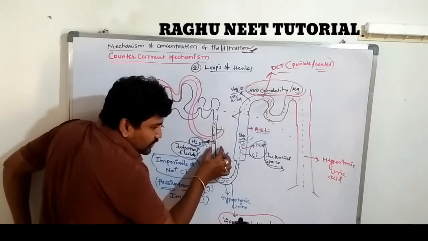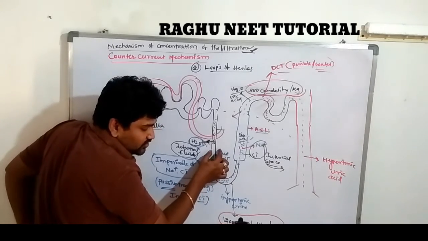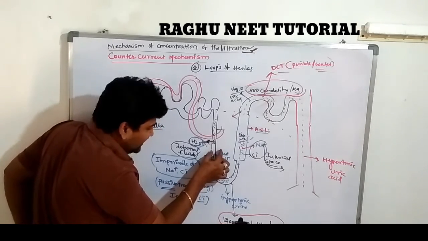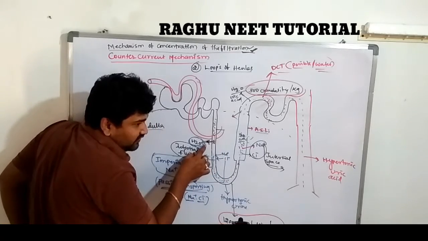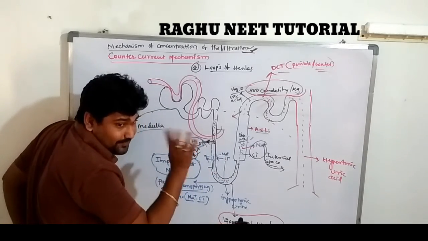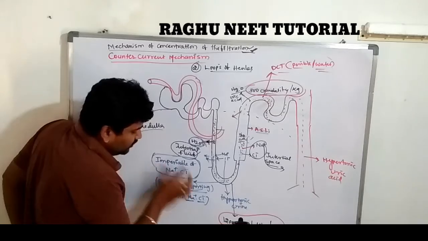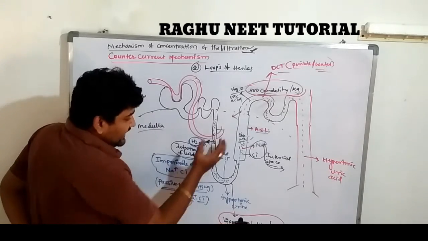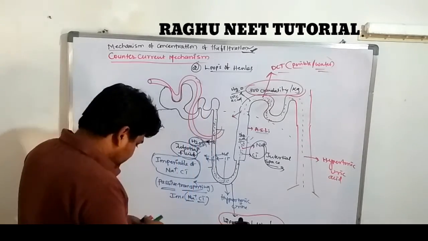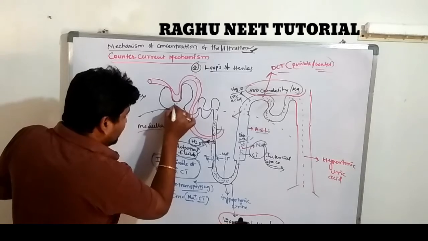So what is the tubule made up of? Simple squamous epithelial membrane. It is only permeable to water, and non-permeable to sodium and chloride ions. Non-permeable to sodium and chloride means the filtrate becomes concentrated after the filtration. Don't get confused.